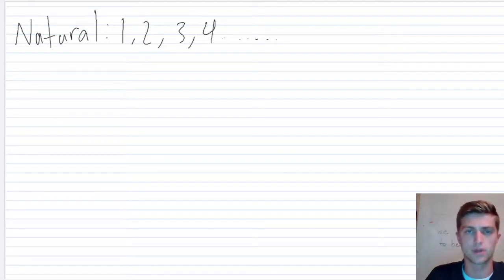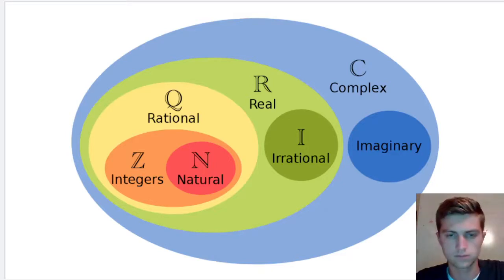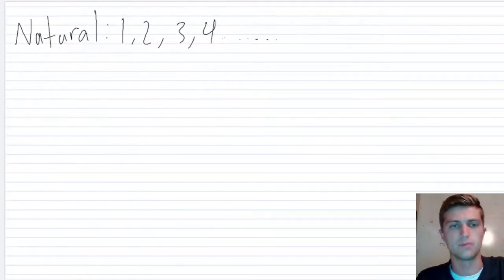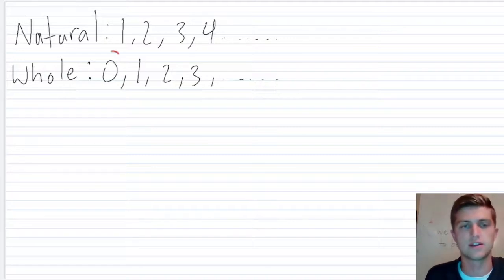Next one, we have integers. The only difference with integers, you know what, scratch that. There's a group that's not listed on this little chart here that comes next. After natural numbers, the next group are whole numbers. Whole numbers include all the natural numbers. The only difference is that instead of starting with 1, they start with 0.